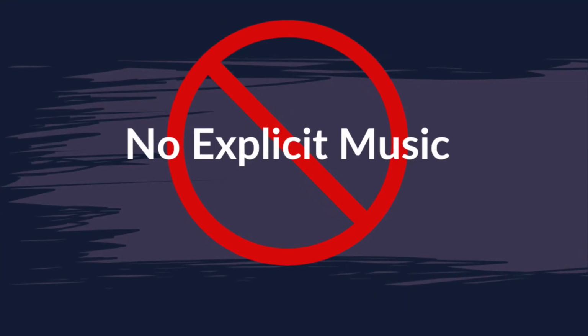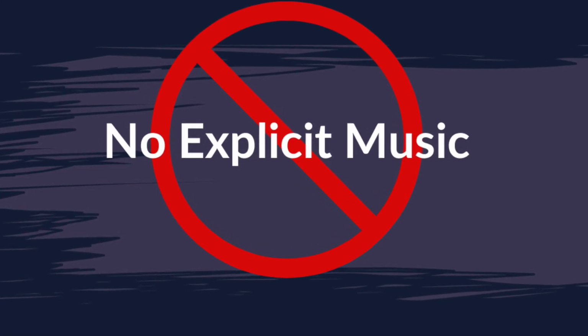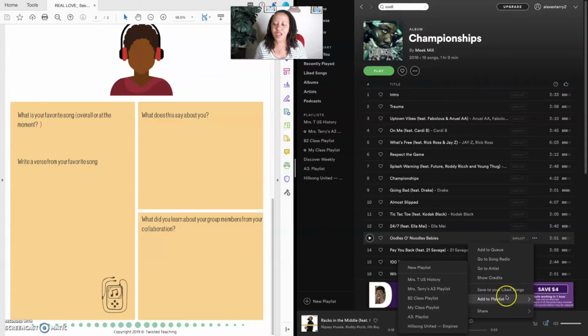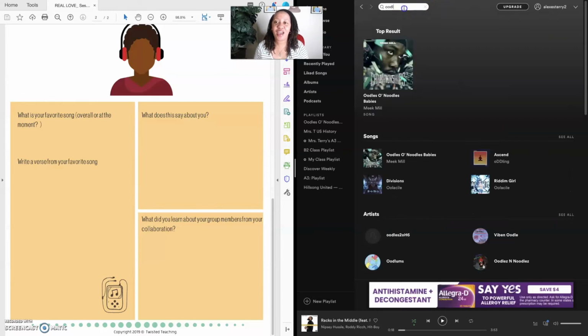Now, here's one of the things when it comes to what type of music is on the playlist. I tell my students to stay away from the explicit music and try to give me the clean version, okay? So usually when you're searching, if you type in Oodles and Noodles clean, it'll pull up the clean version. So I'm going to go add to Mrs. T's U.S. History playlist, right? And it is going to now be on my U.S. History playlist.